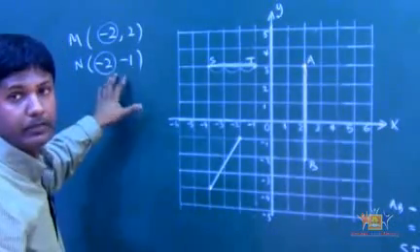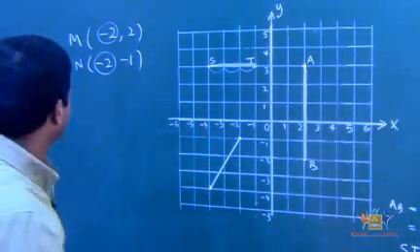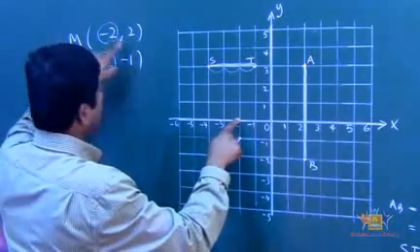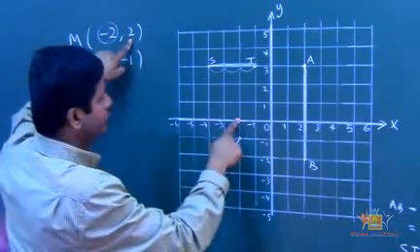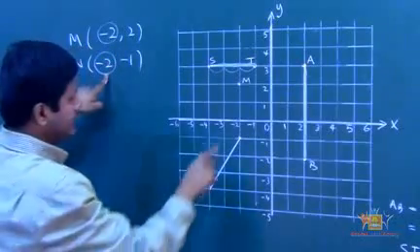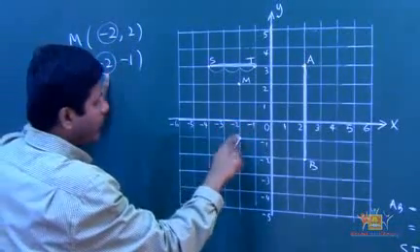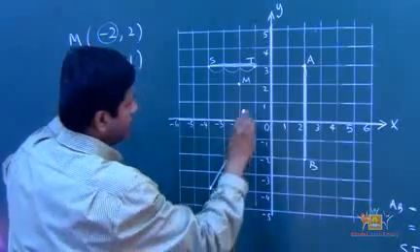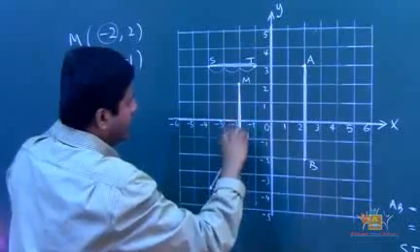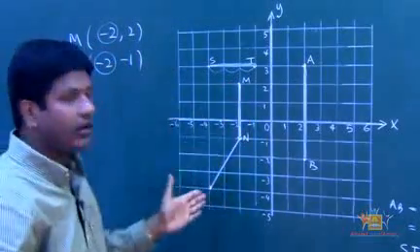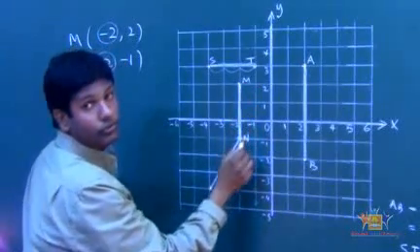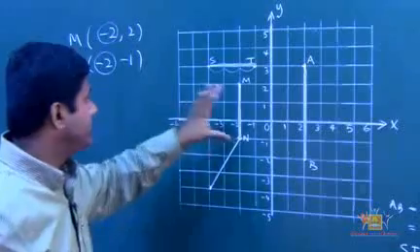So let's put that in the graph. First let's locate M. X is negative 2 right there, and then the y coordinate of M is 2, up by 2 right there. This is M. For N it's negative 2 and then down by 1 right there. So I'm finding the distance from M to N, and it's a vertical line. I can count 1, 2, 3.